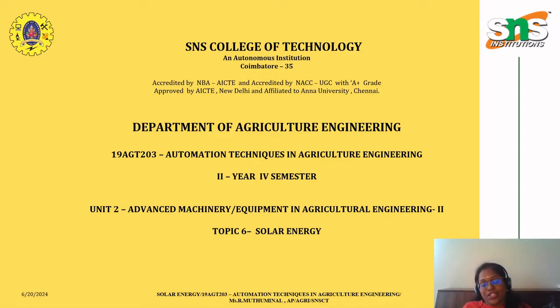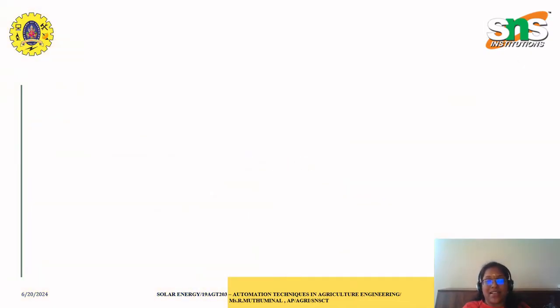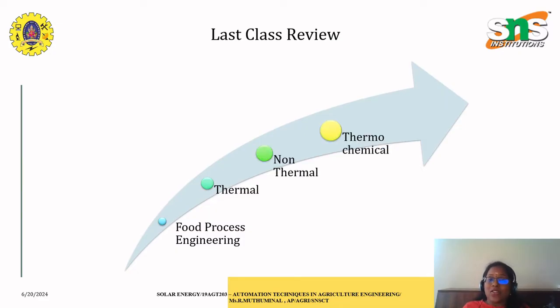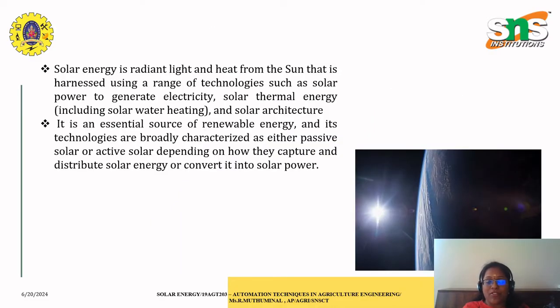Today we'll see the continuity of the previous class topic, that is solar energy, which comes under the unit Advanced Machinery and Equipment in Agriculture Engineering 2, under the subject Automation Techniques in Agriculture Engineering for the second year, 4th semester students. We have seen certain things about food process engineering and how the process can be taken place depending upon the methods, the thermal and non-thermal techniques, and also a renewable energy source, biomass, which could be taken care of with the help of thermochemical and biochemical methods.